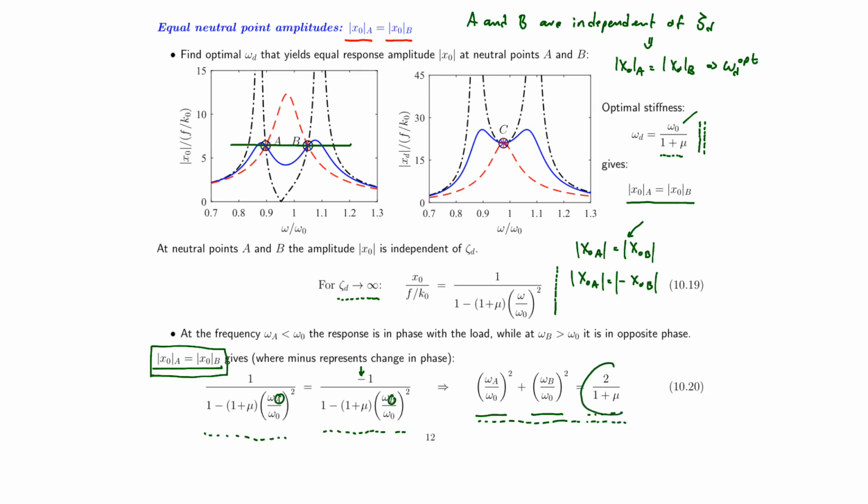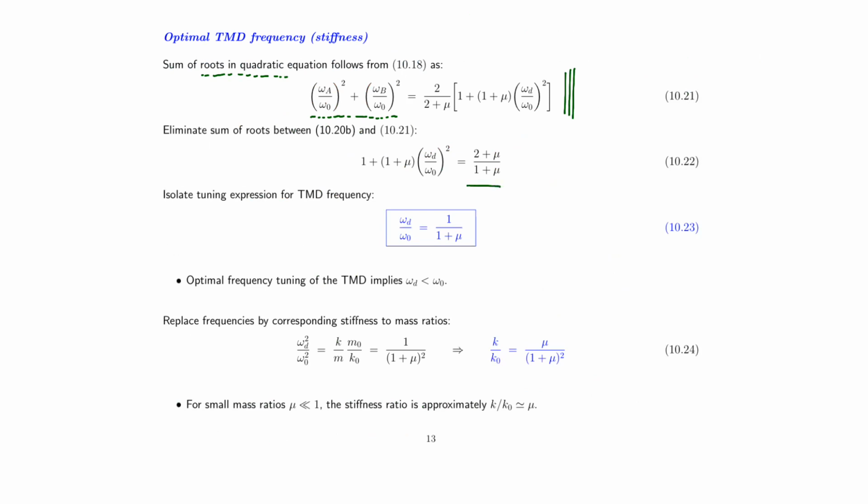So we carry on this 2 divided by 1 plus mu, and we equal that to the right hand side of this expression here. Then we divide by 2, we multiply by 2 plus mu, and then we get the expression given here in 1022. And the only unknown in this expression is omega d. It's fairly easy to solve for omega d and get the solution that I have already told you, namely that the TMD frequency is equal to the modal frequency divided by 1 plus the mass ratio of our TMD.